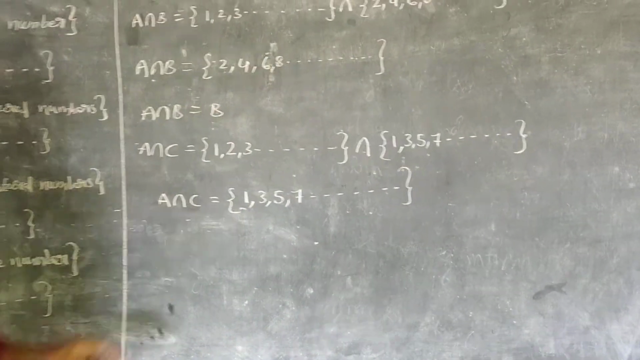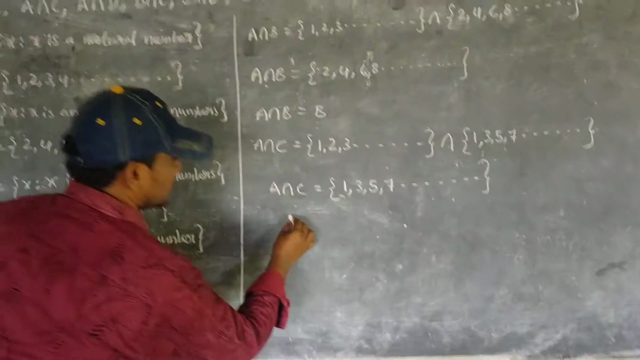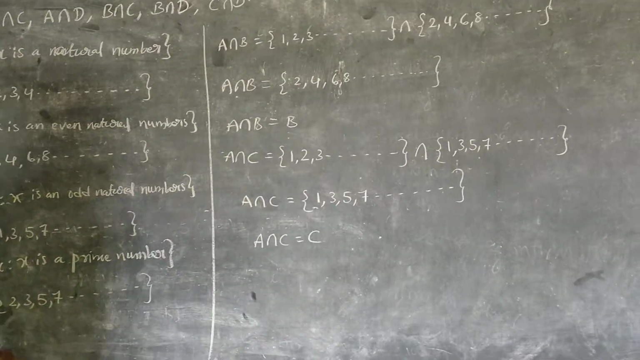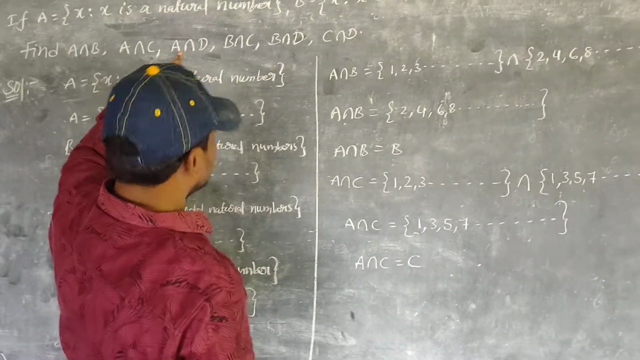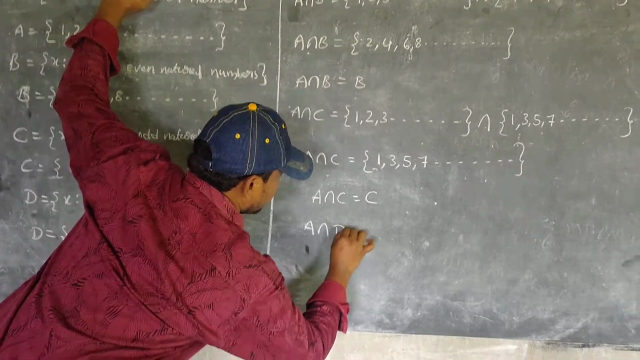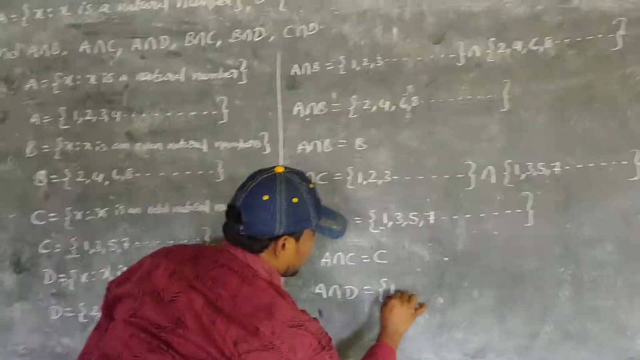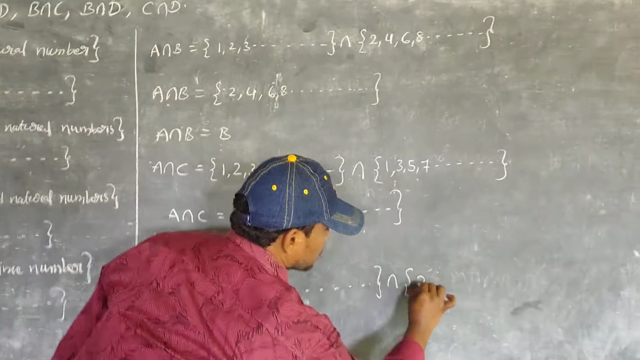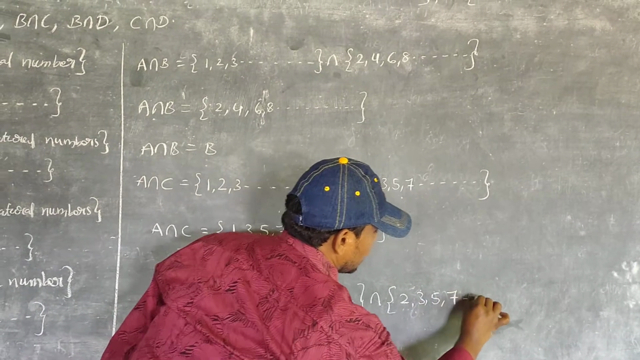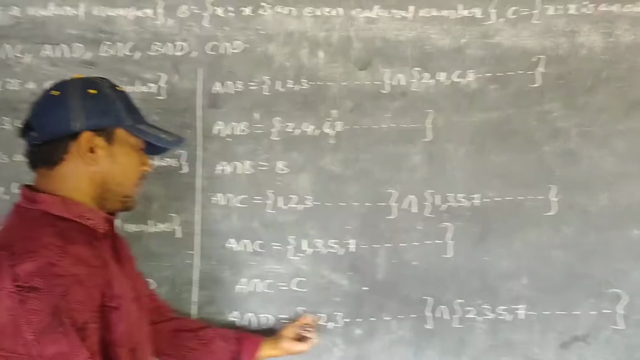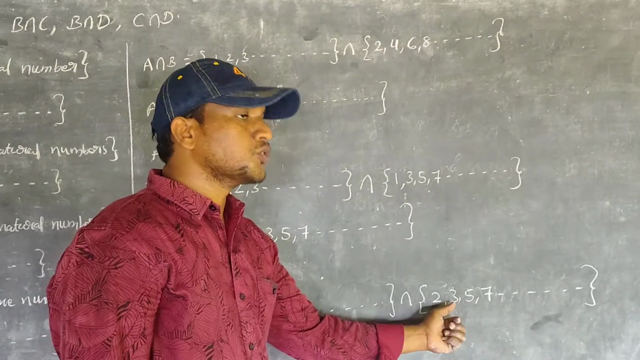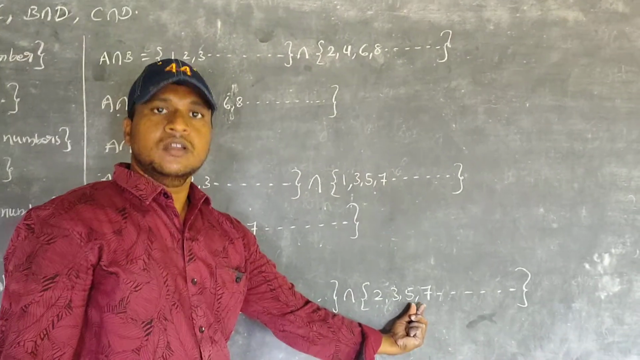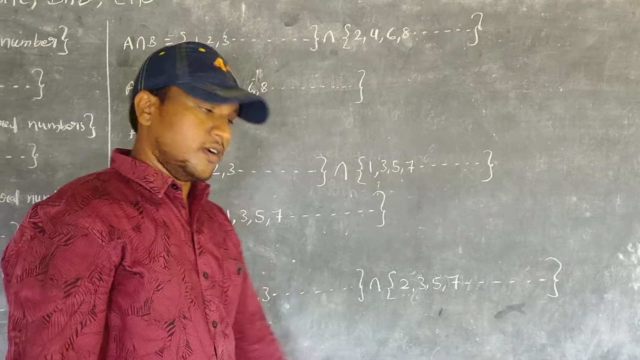These are the odd natural numbers, which is set C. So A intersection C is equal to C. Next, find A intersection D. A is the natural numbers 1, 2, 3 and so on. D is only the prime numbers 2, 3, 5, 7 and so on. The common elements are only the prime numbers.